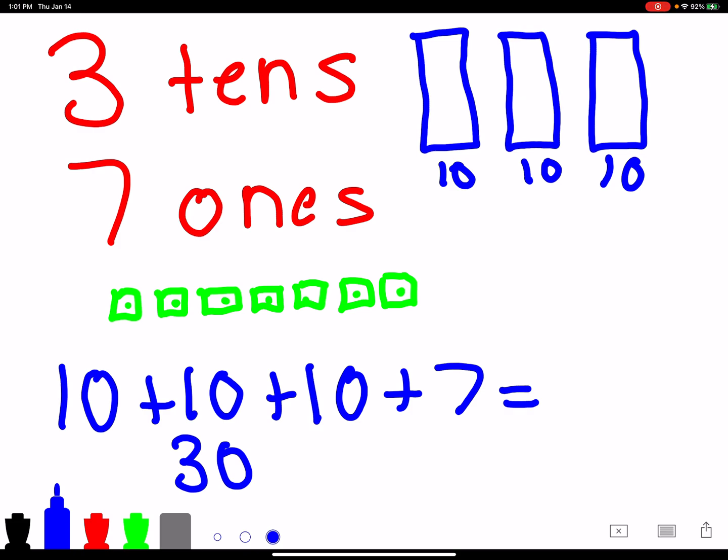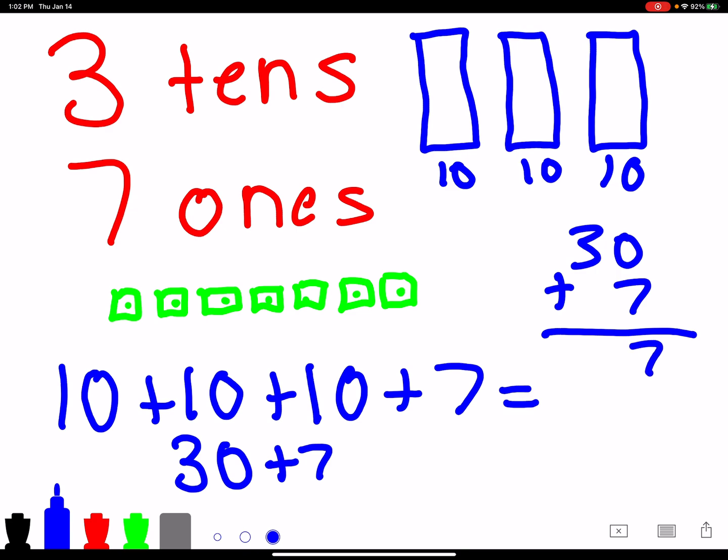And now we have 30 plus 7, because we can't forget about that 7. Well, we know 0 has no value, so we just bring that 7 down. And for the 3, we'll just bring that 3 down. So we have the number 37, okay? So that is our answer. 3 tens and 7 ones, 37.